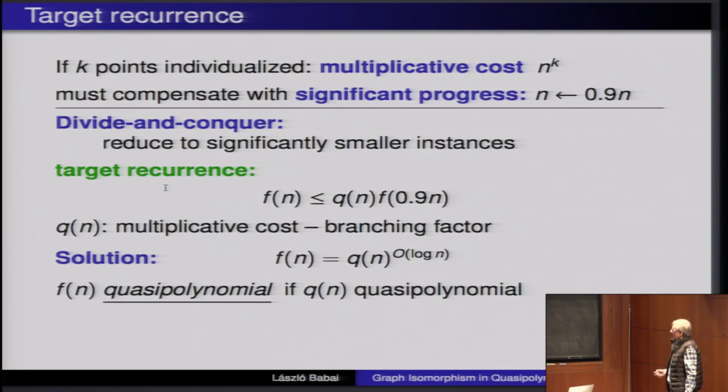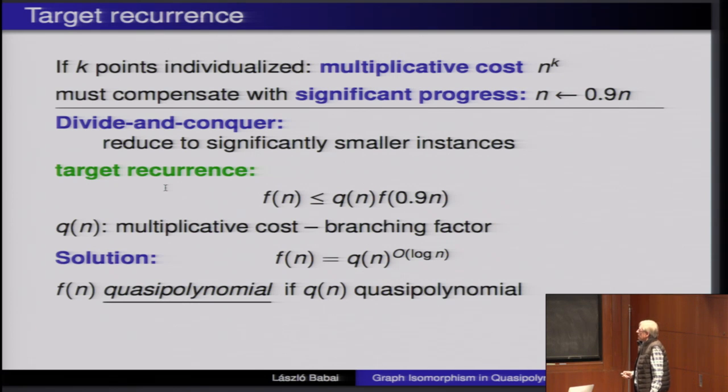So this is the branching factor in my algorithm. If I individualize k points, then the multiplicative cost becomes n to the k. And I must compensate that with significant progress. By significant progress, I mean that I reduce the problem size by a positive fraction. My synonym for positive fraction is 10%, so I reduce it by 10%. I get a problem which is 90% as large as the original problem.